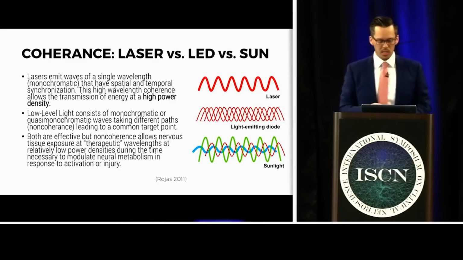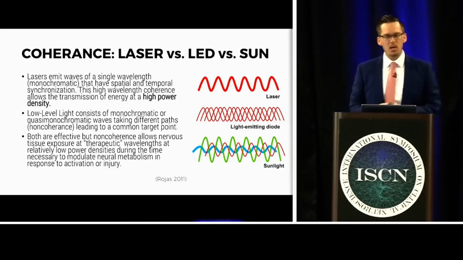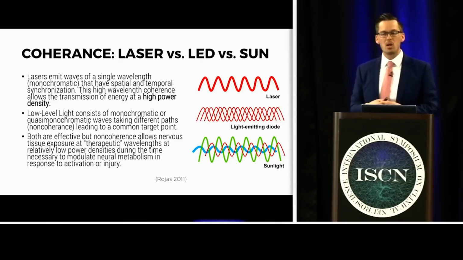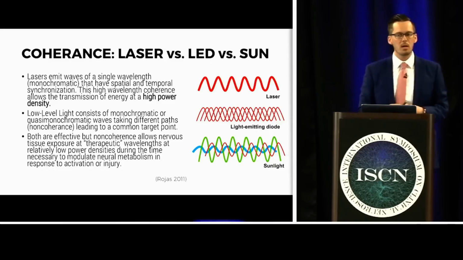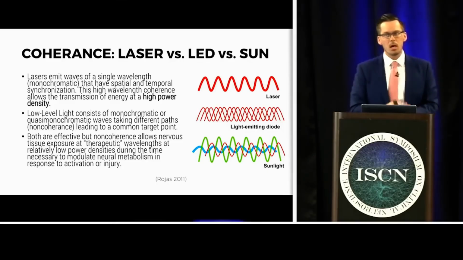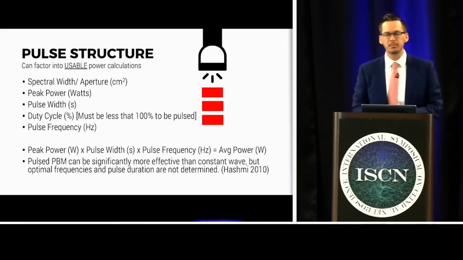When you look at some of the research from Rojas in 2011, he pretty well said that both are effective. However, non-coherent light seems to affect nervous tissue a little better, specifically because you can have lower tissue energy densities with less heating and accomplish what you need to with neuromodulation.